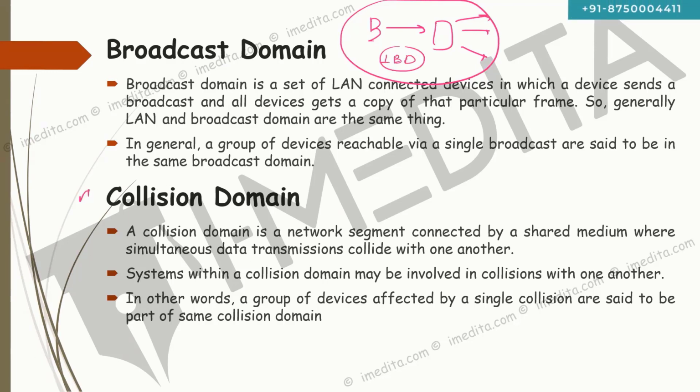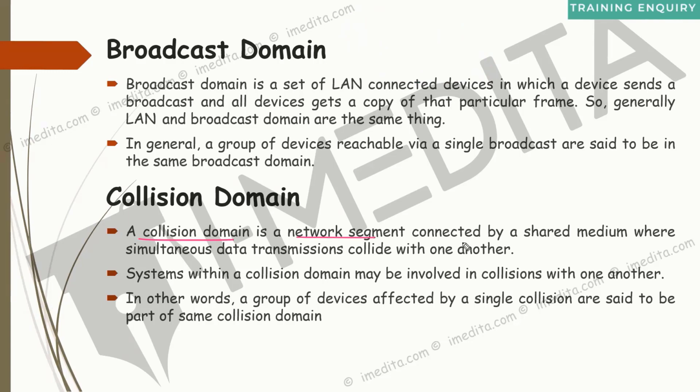Similar to the broadcast domain, we have this concept of collision domain. What is a collision domain? A collision domain is a network segment connected by some sort of shared media, such as a hub, where simultaneous data transmissions collide with one another. Let's say we have multiple devices connected via a device called a hub. If I try to transmit data from A to B and from B to A at the same time, the data will collide on the hub, creating problems.